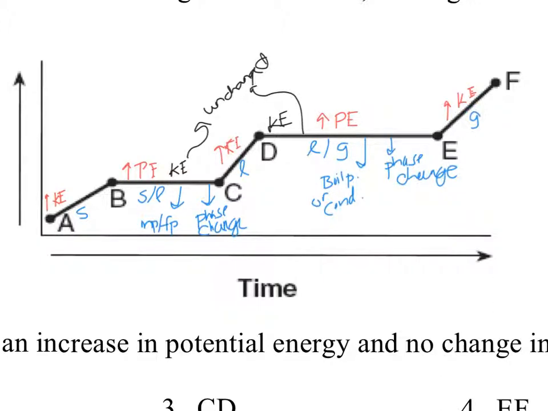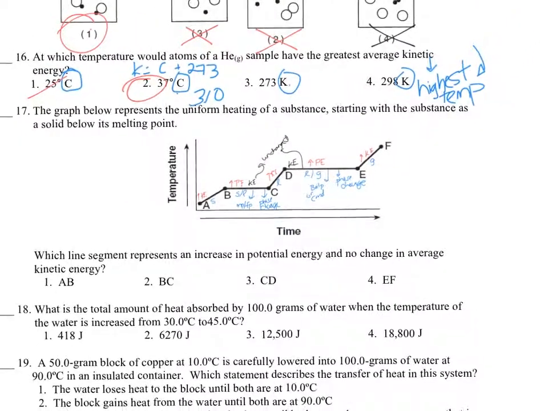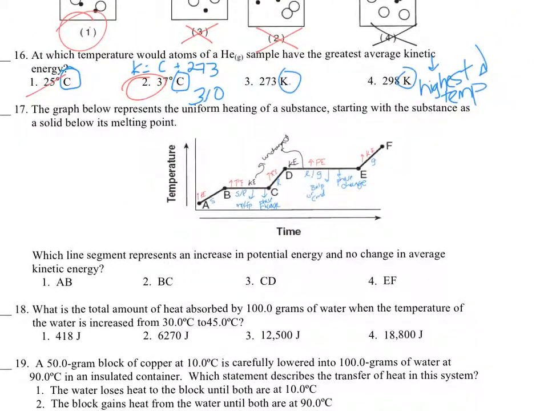So now let's go back to our question. And it says, which line segment represents an increase in potential energy and no change in average kinetic energy? So automatically we know that the only places where potential energy are going to be increasing, we either have BC or DE as our two options. So BC or DE isn't even listed. And so guess what? BC is our answer.